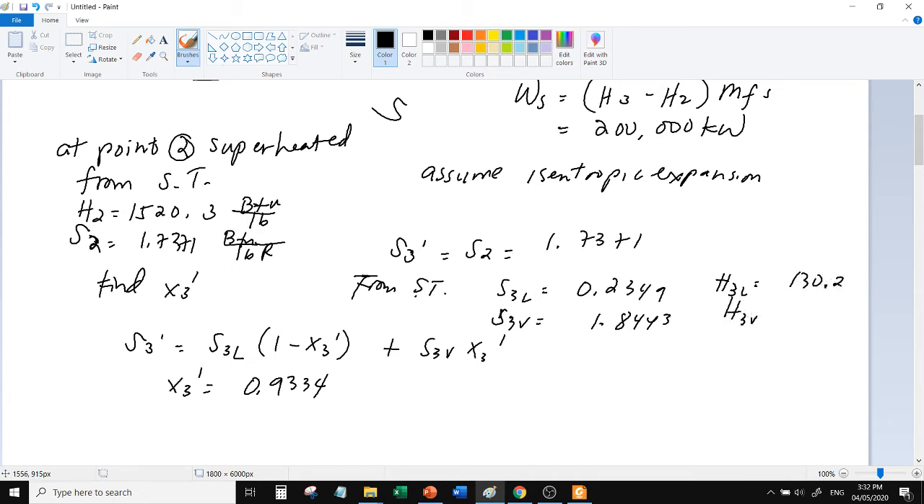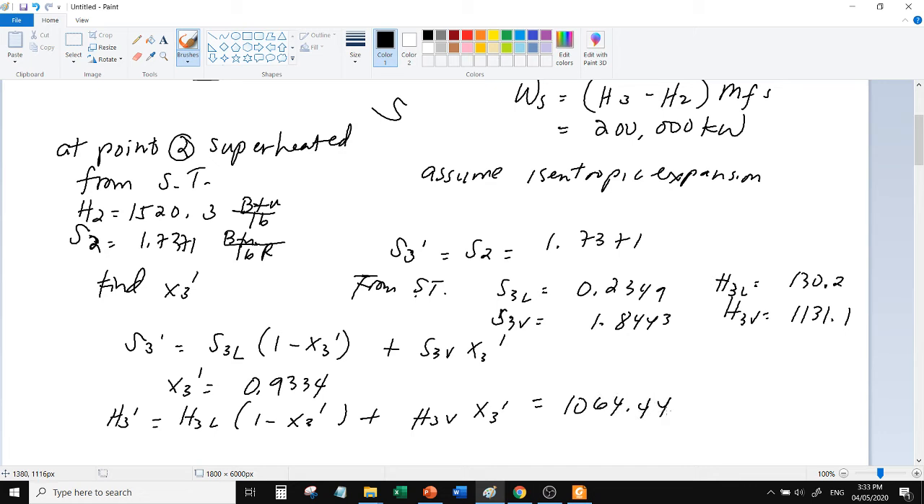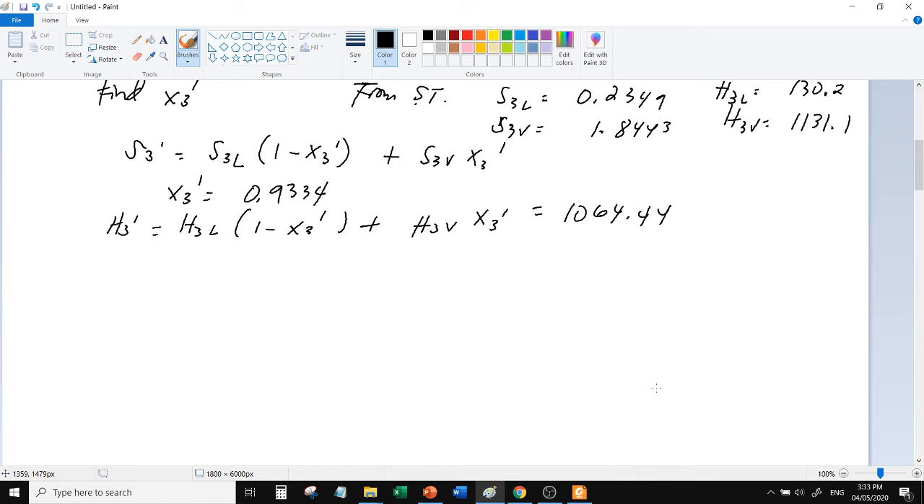130.2 at saka H3V na 1131.1. So, solve for H3'. Again, isentropic. Ito pa rin yung assuming isentropic. So, substituting all the values and x3 prime, makukuha mo yung h3 prime. Sige, sulat ko na rin. 3v times x3 prime. Ang makukuha mo dyan, pag sinubstitute mo ay 1064.44 BTU per pound mass.